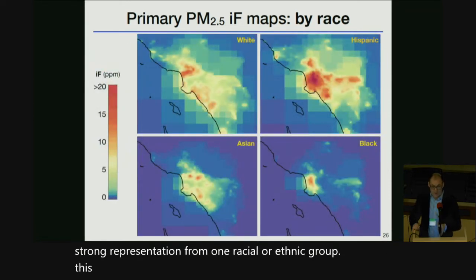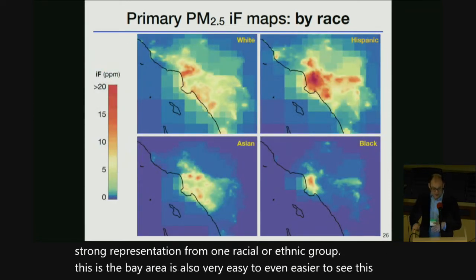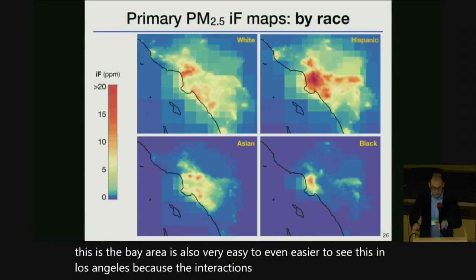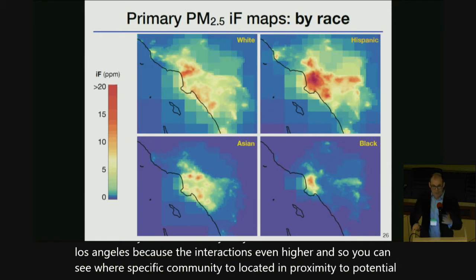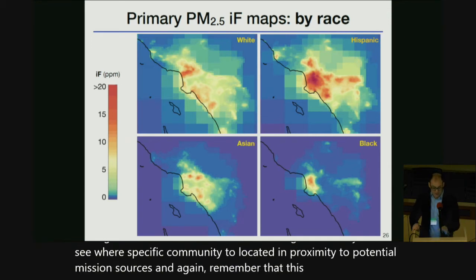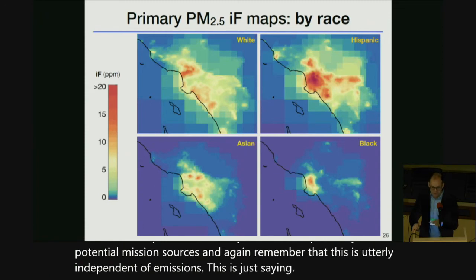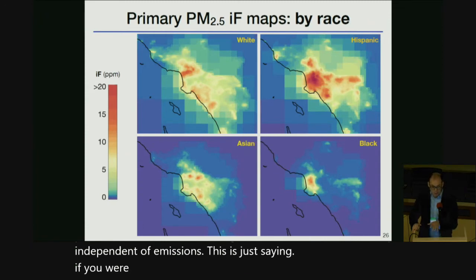It's also even easier to see this in Los Angeles because the intake fractions are even higher. And so you can see where specific communities are located in proximity to potential emission sources. And again, remember that this is utterly independent of emissions. This is just saying, if you were to emit primary PM in one of these grid cells, what would the impact be on different racial or ethnic groups?